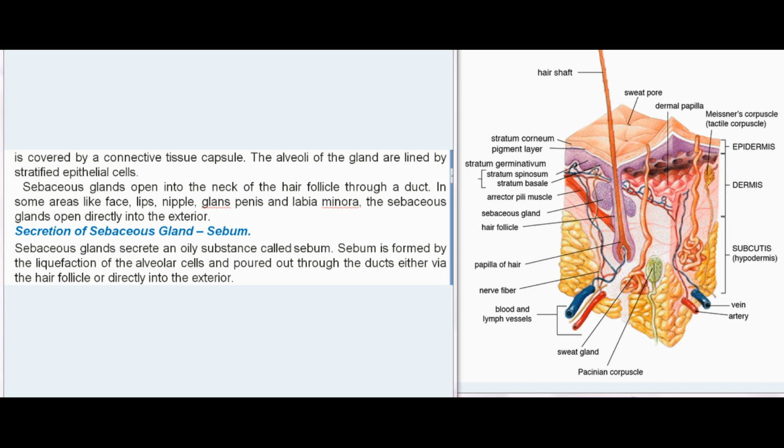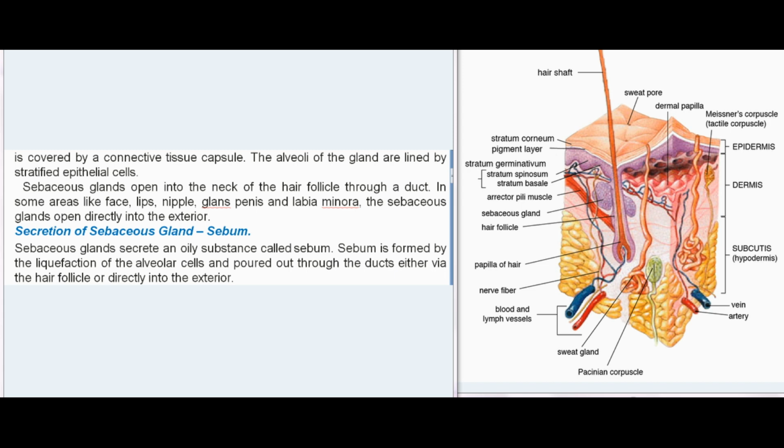The alveoli of the gland are lined by stratified epithelial cells. Sebaceous glands open into the neck of the hair follicle through a duct. In some areas like face, lips, nipple, glans penis, and labia minora, the sebaceous glands open directly into the exterior.